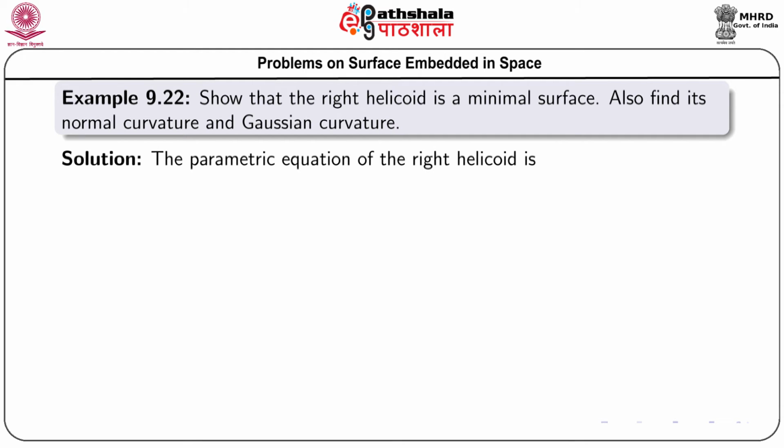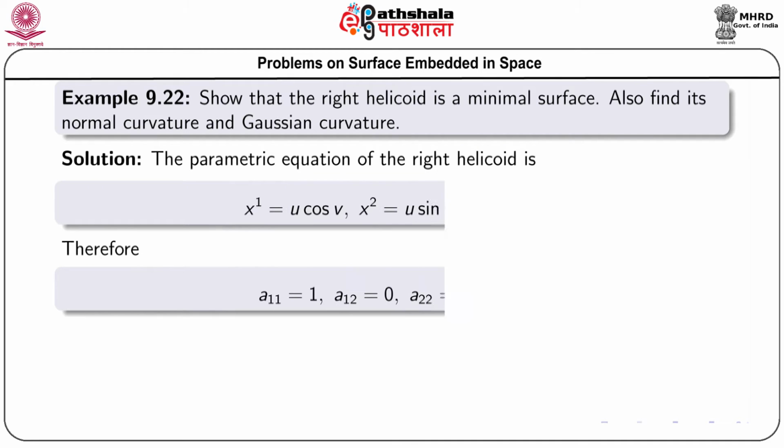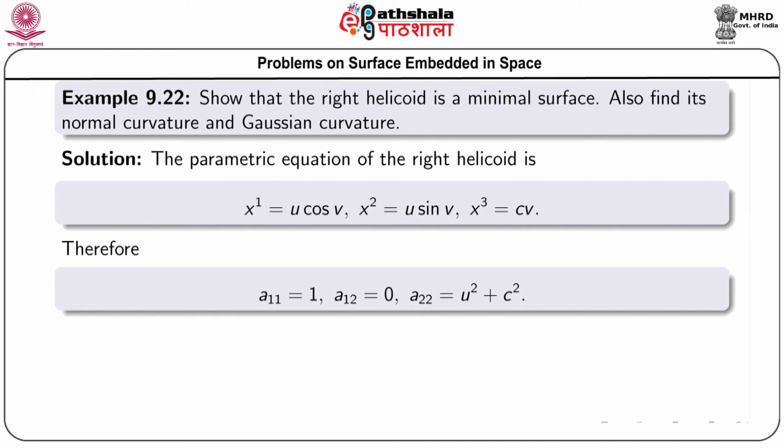The parametric equation for the right helicoid is x1 equal to u cos v, x2 equal to u sin v, x3 equal to c v, where c is a constant. Therefore, A11 equals 1, A12 equals 0 and A22 equals u square plus c square.